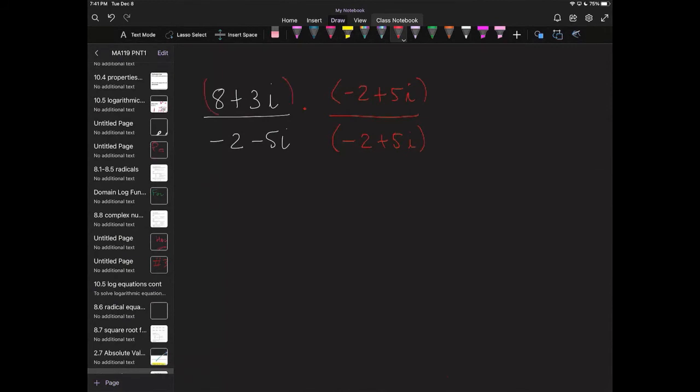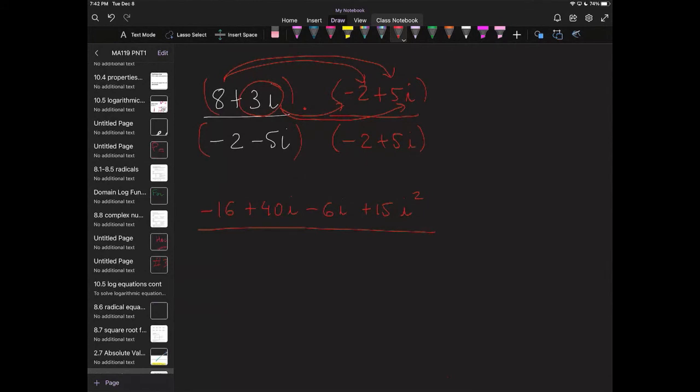So now we're going to do the multiplication, right? You have to multiply numerators and you have to multiply denominators. For the numerators, we have 8 times negative 2, so that is negative 16. We have 8 times 5i, so we have 40i. We have 3i times negative 2, so negative 6i. And we have 3i times positive 5i, which is 15i squared. So this is just the multiplication in the numerator.